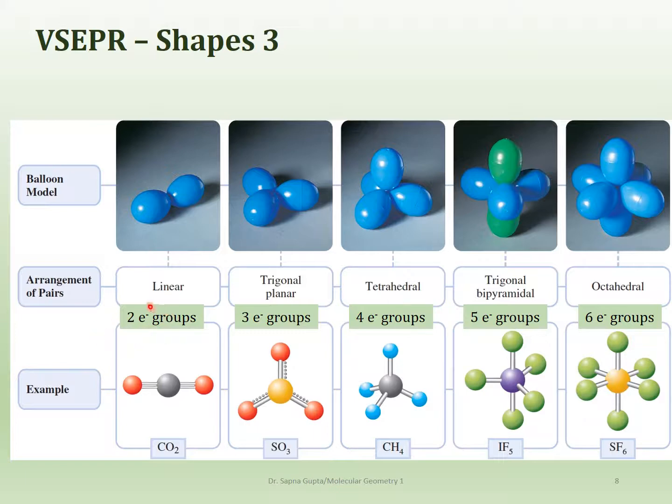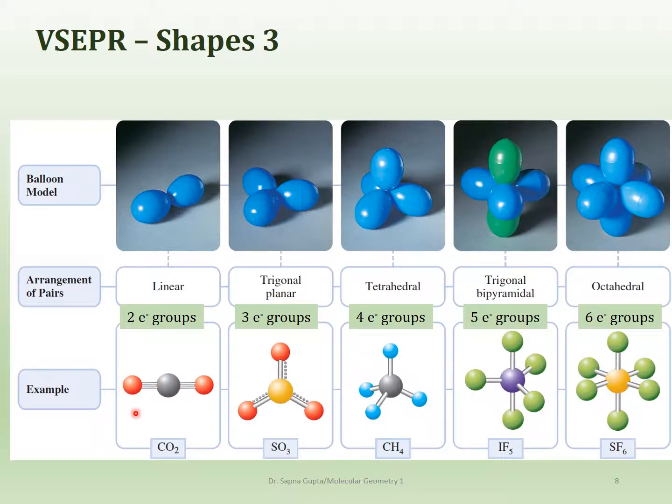When we say we have 2 electron groups, those are groups. Whether they are single bonds or double bonds or triple bonds, it doesn't matter. Each of those bonds is grouped as one, which means that you have 2 atoms coming out of the central atom. Remember, the central atom is the key, not the terminal atom.